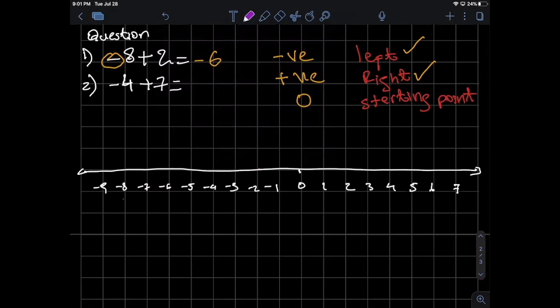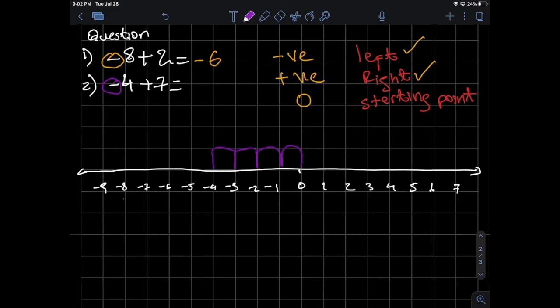And the second problem says, what is -4 plus 7? So we're going to try right now with a different color. For number 4, as you can see, we have a negative before it. So we're going to go 4 points to the left. And where are we going to start? From 0. So we're going to go 4 points. 1, 2, 3, and 4.